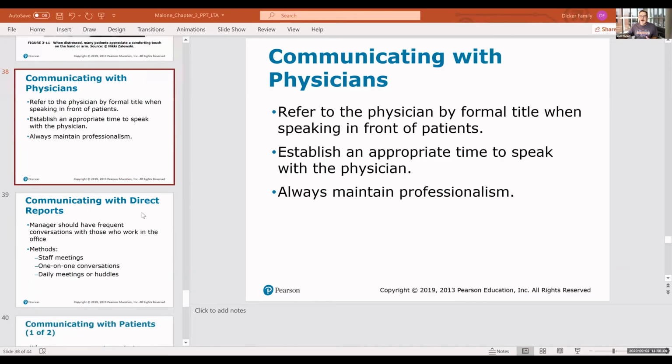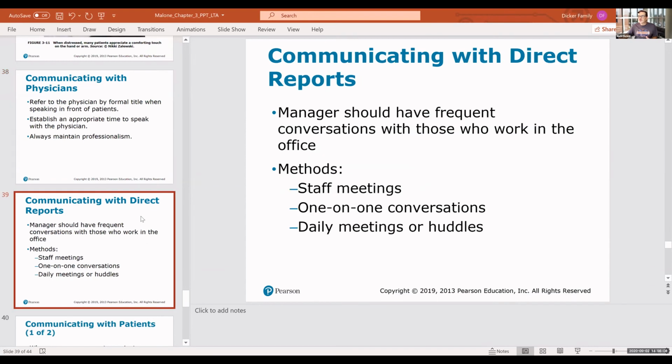Here's what I would like you to do in the future if that happens again. And you say, okay, I understand. And then we move on because we have other patients to see. So we can't dwell on those things. So try not to take some of those things too personally, please. Okay. And to kind of wrap it up, communicating with direct reports.